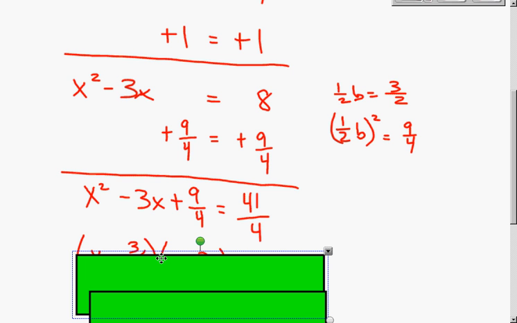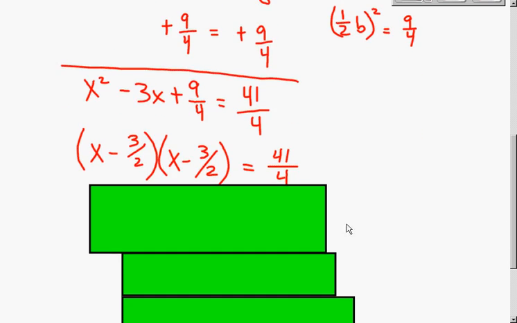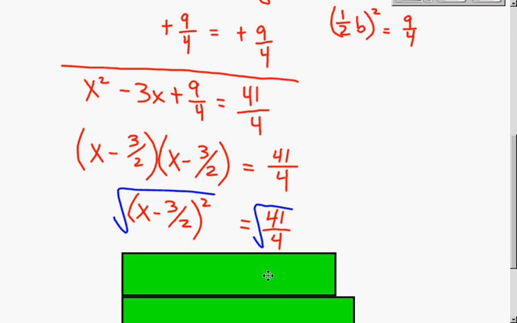The next step we need to do is actually factor the side that is quadratic. In this case, it would be the left side again. Minus plus is minus minus. We wind up with x minus 3 halves, and x minus 3 halves equals 41/4. This next step here, I just rewrote it as x minus 3 halves squared. To get rid of the square, we square root both sides.